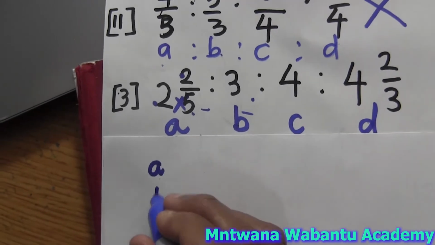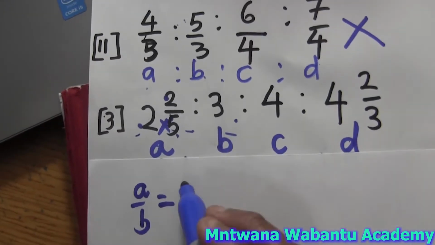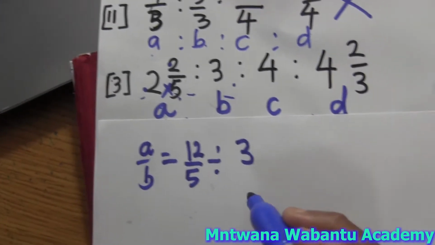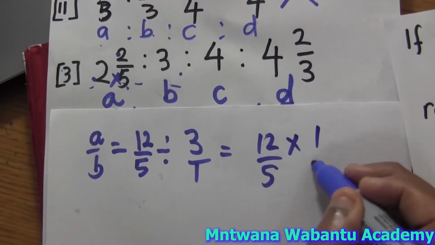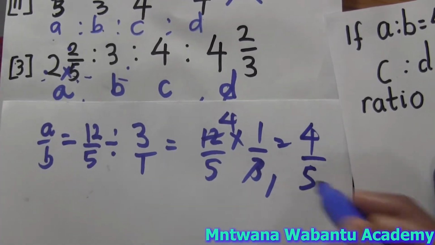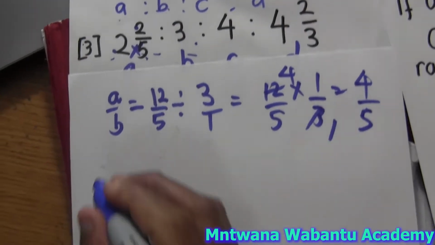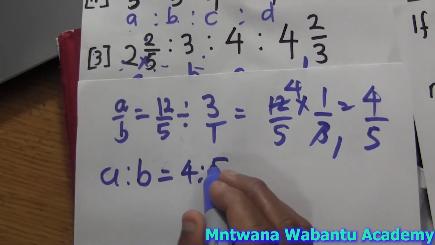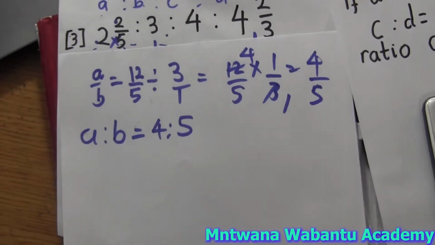So A ratio B means, let me change it to a proper fraction. 10 plus 2 equals 12 over 5 divided by B. What is B? B equals 3. So it's like saying 3 over 1. So this 12 over 5, when you flip, it's going to be 1 over 3, 3 by 3, 1, 4. So 4 over 5. Oh, so that means the first option is true, because A ratio B equals 4 over 5, 4 ratio 5. Okay? Now, let's go for BC.